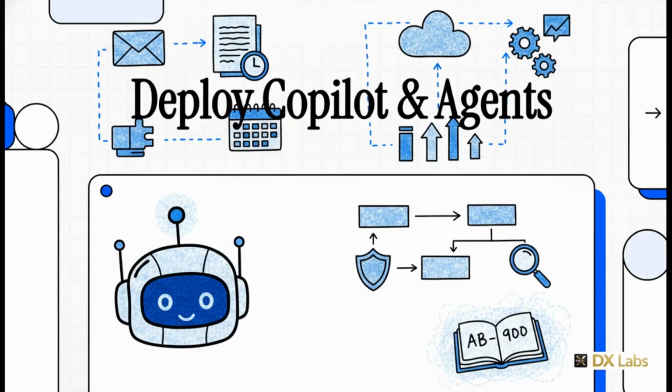Imagine hiring a brilliant new digital assistant who sits right inside your office suite, ready to help with every document, email, and meeting. That's exactly what we're looking at today. We're going to dive into how you, as an administrator, plan, deploy, and govern Microsoft 365 Copilot and custom AI agents. It's a key part of conquering the AB 900 exam. Let's get right into it.